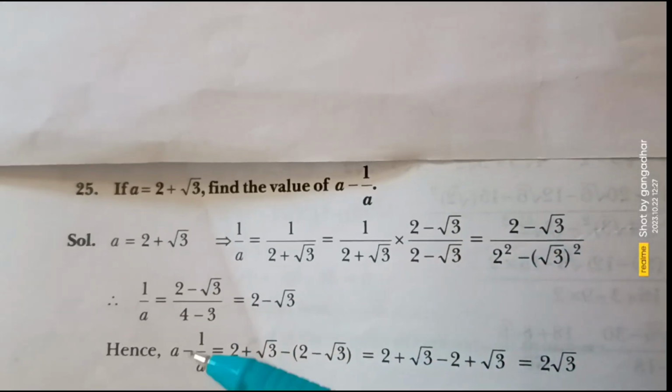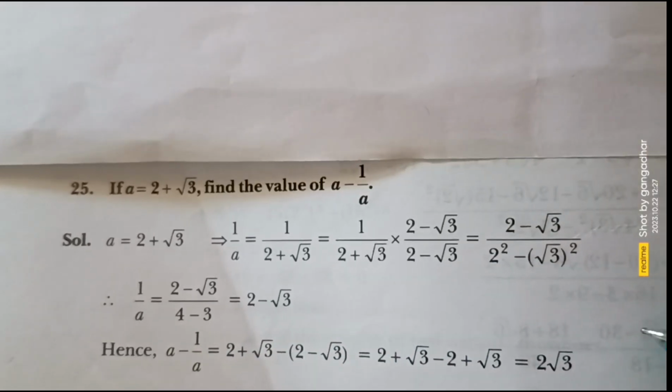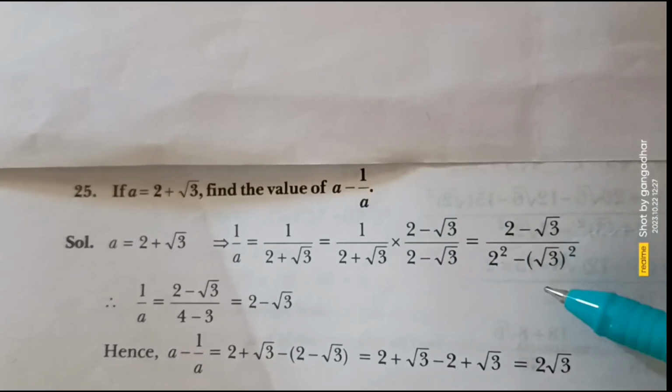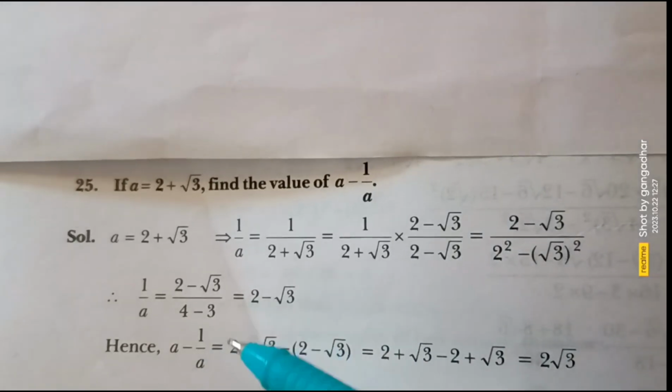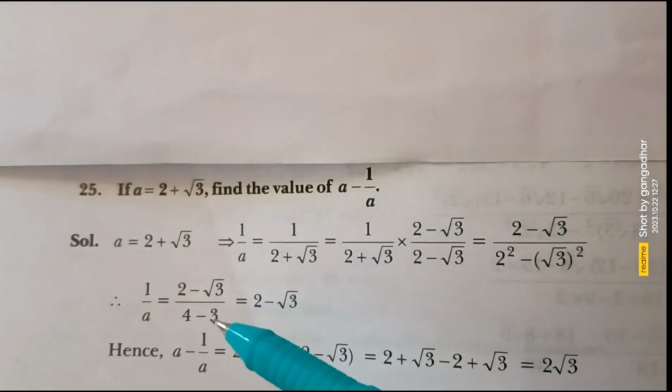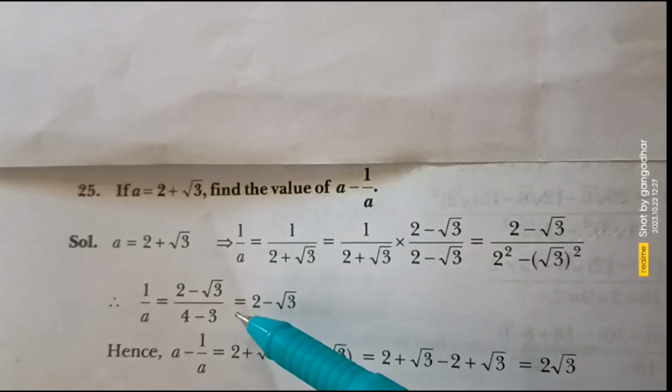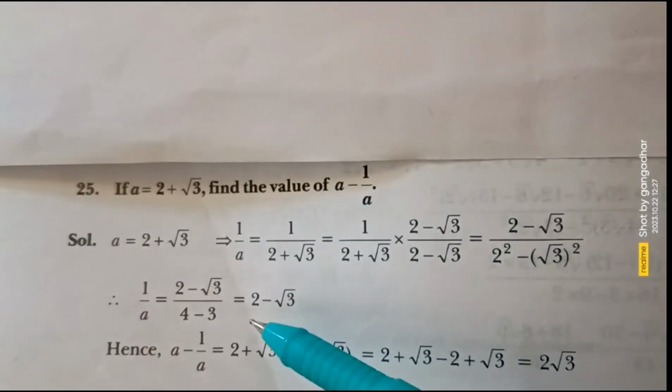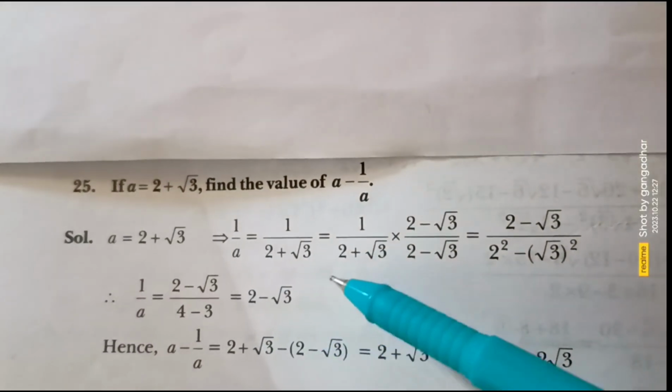2 square means we get 4. Root 3 whole square, the square and root cancel, only 3 remains. Therefore, 4 minus 3, we get 1. Therefore, 2 minus root 3 over 1, we get 2 minus root 3 only.